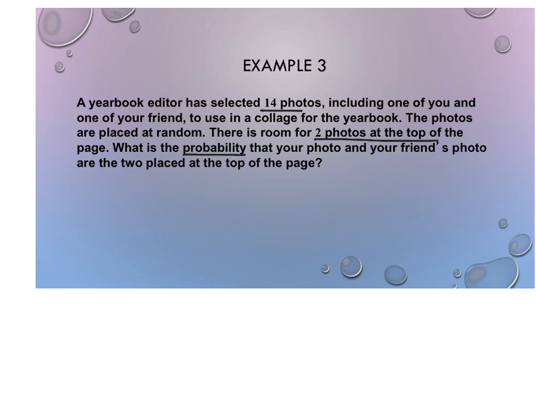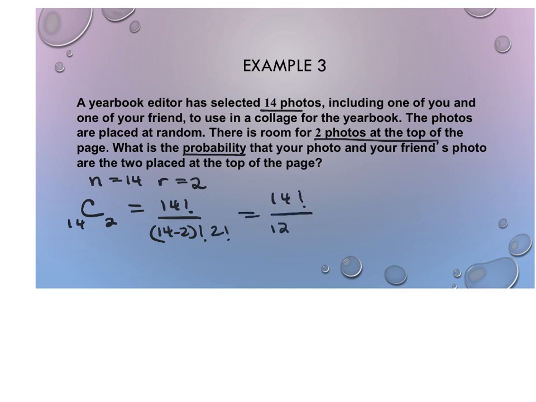So the first thing we need to do is find out all the different combinations of the 14 photos chosen 2 at a time. So my N is going to be 14 and my R is 2. So I'm going to use this formula to find all the different combinations first. So 14 factorial over 14 minus 2 times 2 factorial, 14 factorial over 12 factorial times 2 factorial.